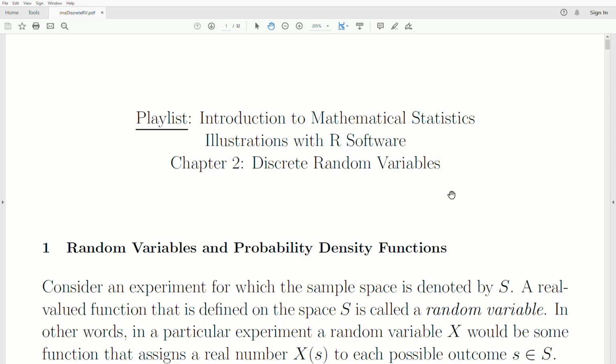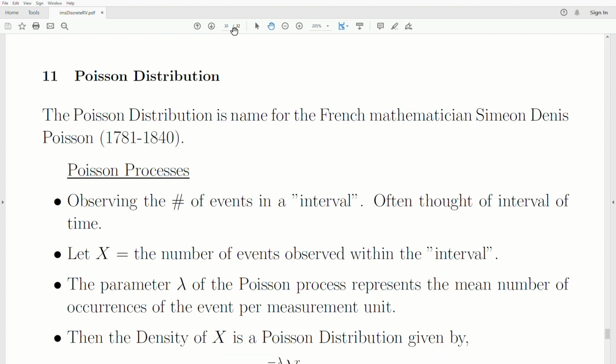Hello, this is the next video in a playlist that I'm calling Introduction to Mathematical Statistics. We're in Chapter 2, Discrete Random Variables, and today's topic is the Poisson Distribution. The Poisson Distribution is named for the French mathematician Simon Poisson, from 1781 to 1840.